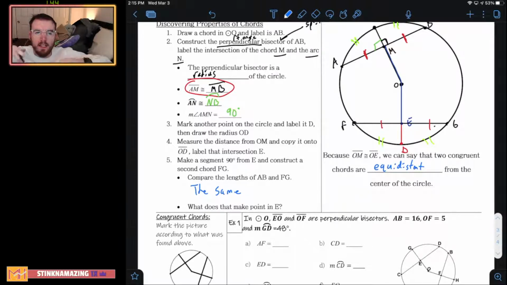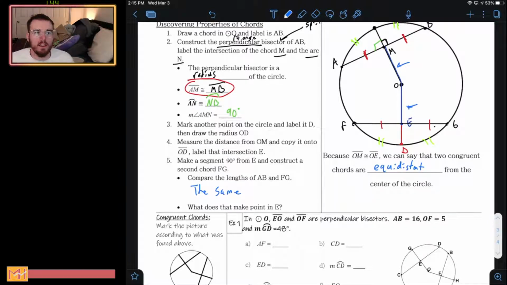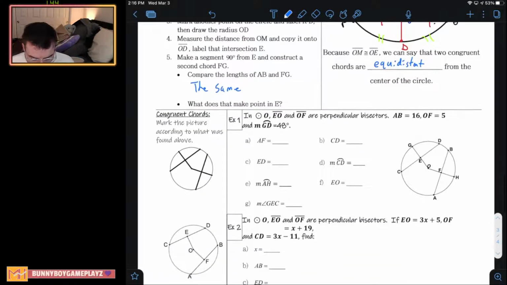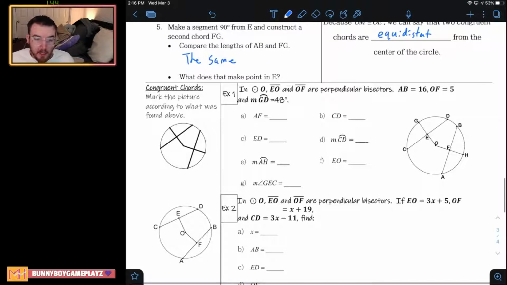But let me just say in a 20-second nutshell, when you have two chords that are the same distance from the center, right? OM and OE are the same. When you have two chords that are the same distance from the center, their lengths are the same. AB and FG are the same. That's when the chords are equidistant from the center, their lengths are the same. That's what I want you to take home from that. Okay? And we're just going to use that to help us out here.